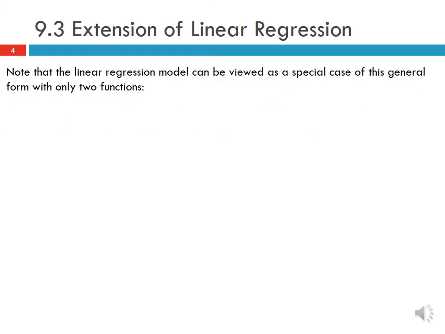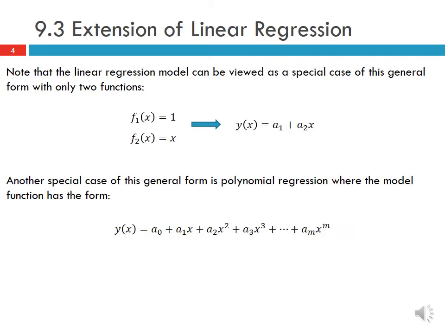So note that the linear regression model can be viewed as a special case of this general form with only two functions. So f1 of x is equal to 1 and f2 of x is equal to x. Then our model has the form y of x is equal to a1 plus a2x. Another special case of this general form is polynomial regression, where the model has the functional form as shown here. So for example, a0 plus a1x plus a2x squared plus a3x cubed up to amx to the power m.